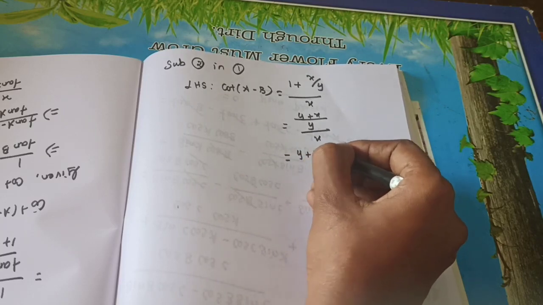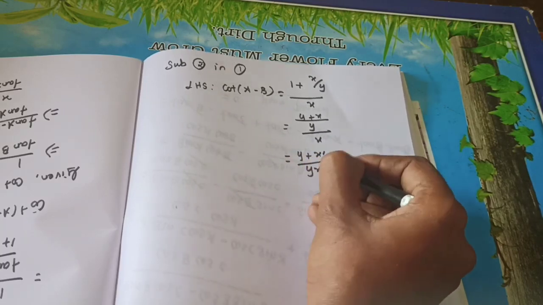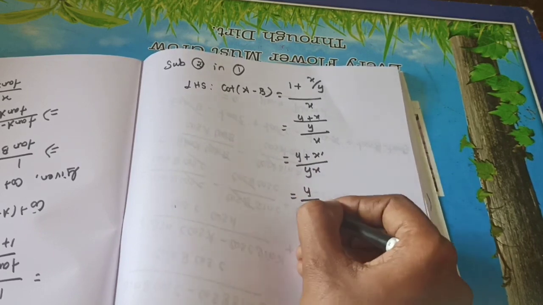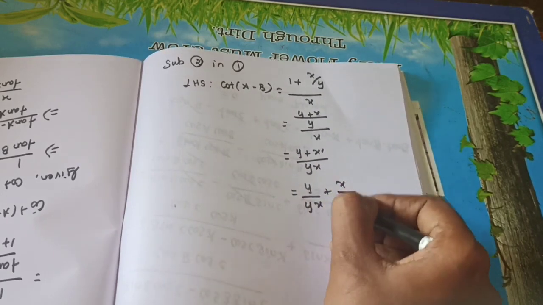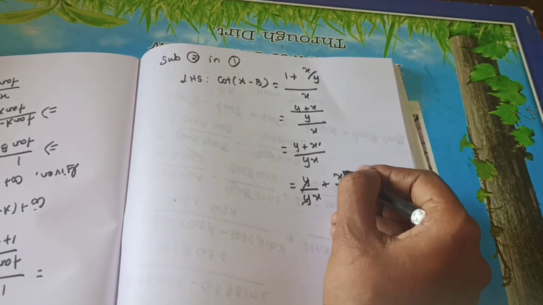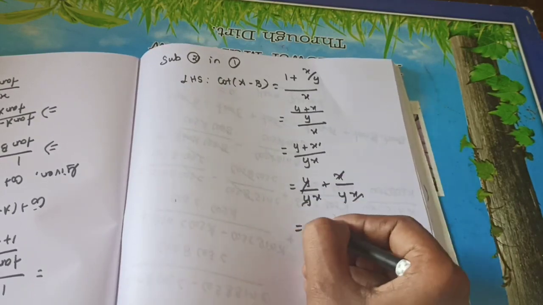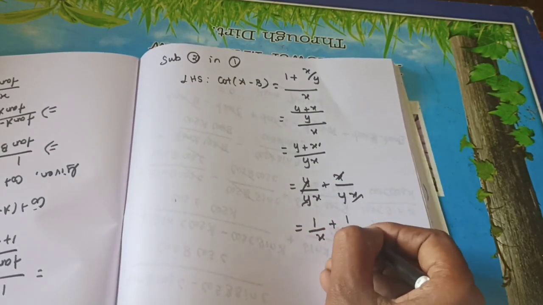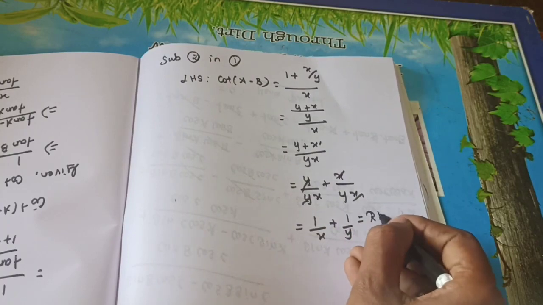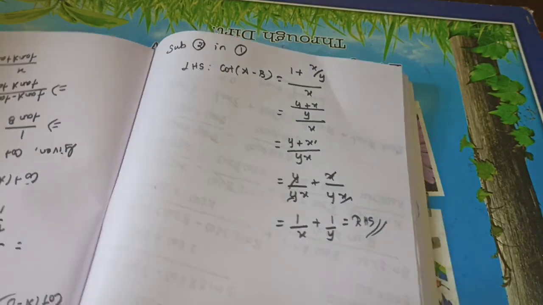Y plus x divided by yx. So separate y by yx plus x by yx. So y cancels, x cancels. So what's the term? 1 by x plus 1 by y. That's equal to this. Understand, students?